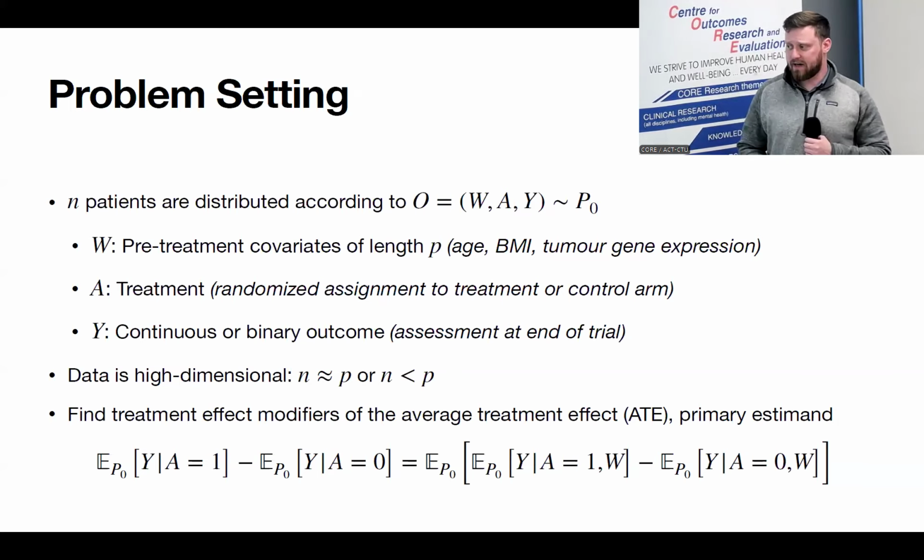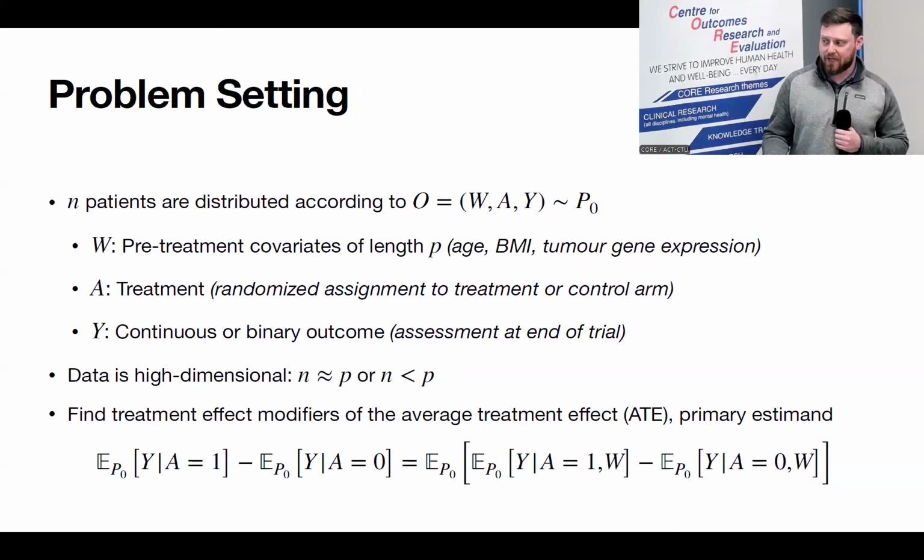We're also going to assume that the data is high dimensional. So that means that N, the number of observations, is approximately the same size as the number of pretreatment covariates P, or indeed P is much larger than N.